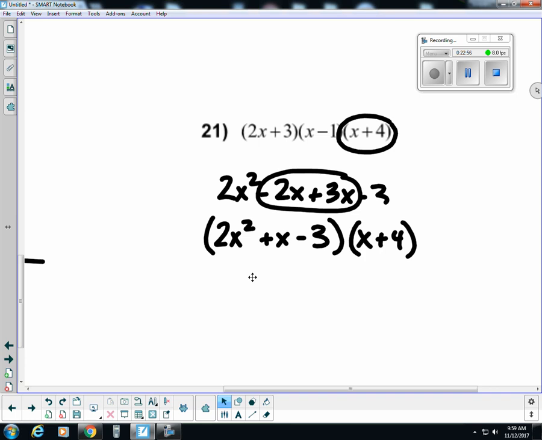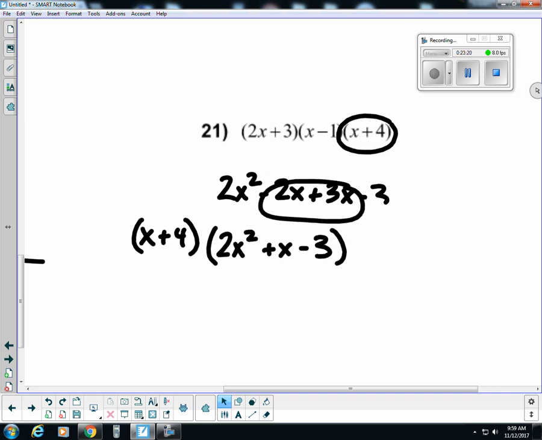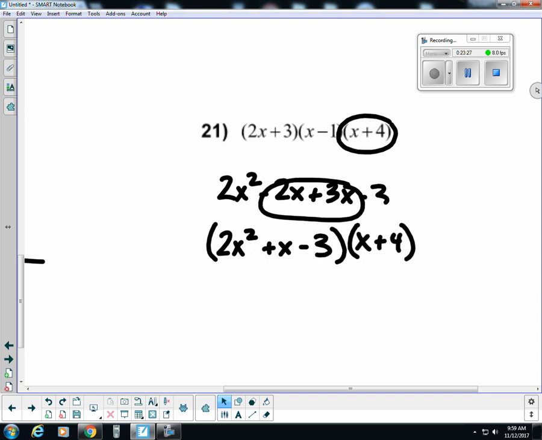I have the exact same problem that we had in number 20. The only difference with number 20 was the binomial was in front. With this problem, our binomial's at the end. It doesn't matter. If you're more comfortable moving this to the front and doing the multiplication the same way we did with number 20, by all means, do it. There's going to be no difference in your answer if you do all the math correctly. I'm going to keep it over here and just show you that we can do things the same way even though they're in a different order.